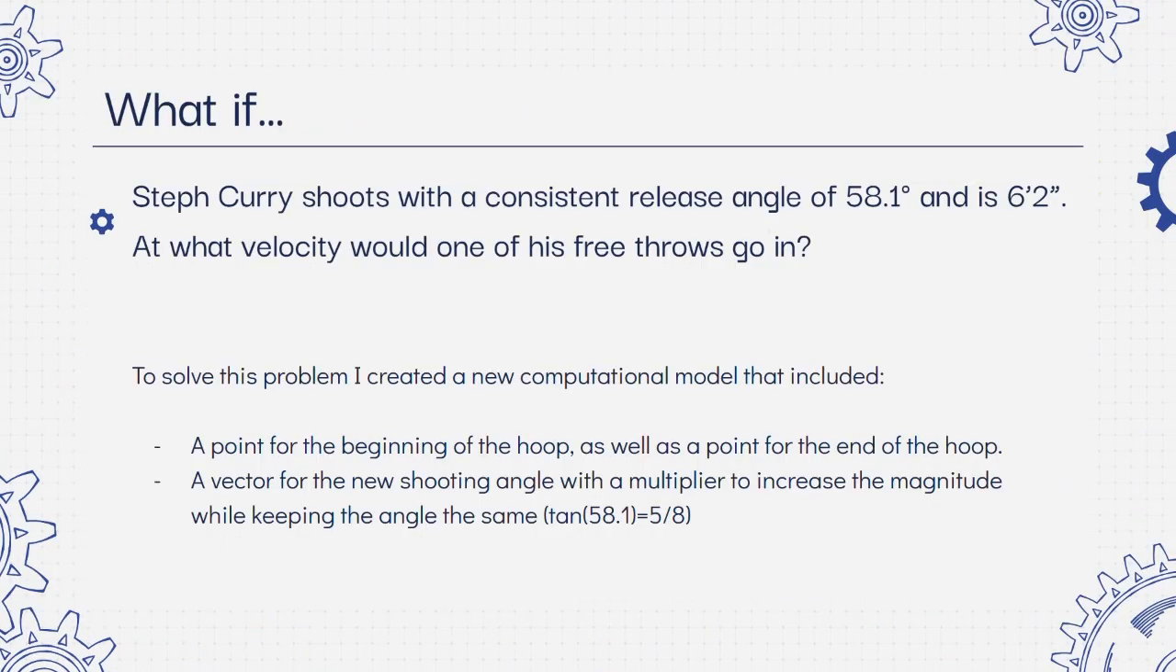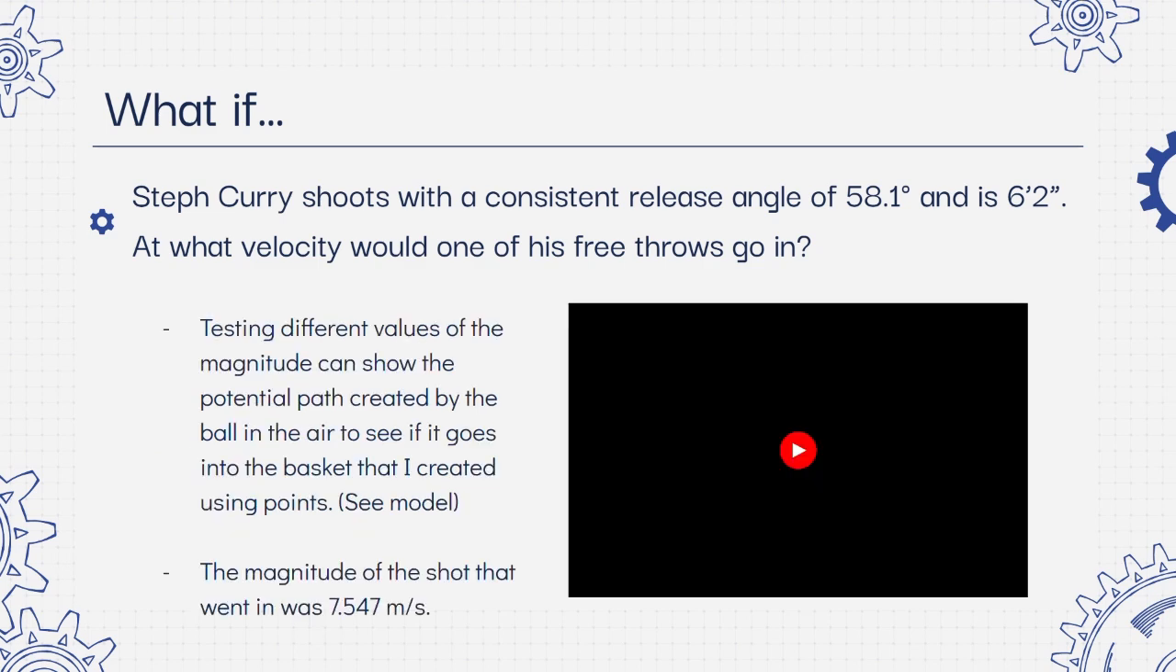So lab questions. Steph Curry shoots with a consistent release angle of 58.1 degrees and is 6'2". So how fast should he throw one of his balls up to get the free throw in? So I created a new computational model for this. First, I had to calculate the amounts of the x and y using just some trig. Tangent of 51.8 is around 5/8. And then I calculated his height to be obviously shorter than Kevin Durant at 6'11".